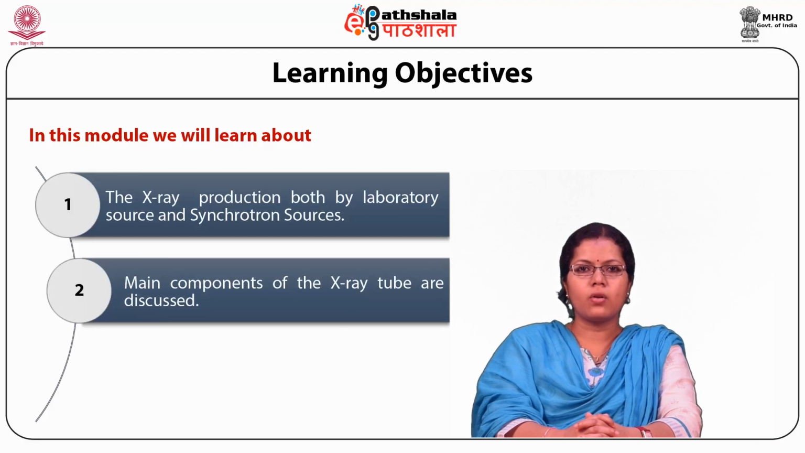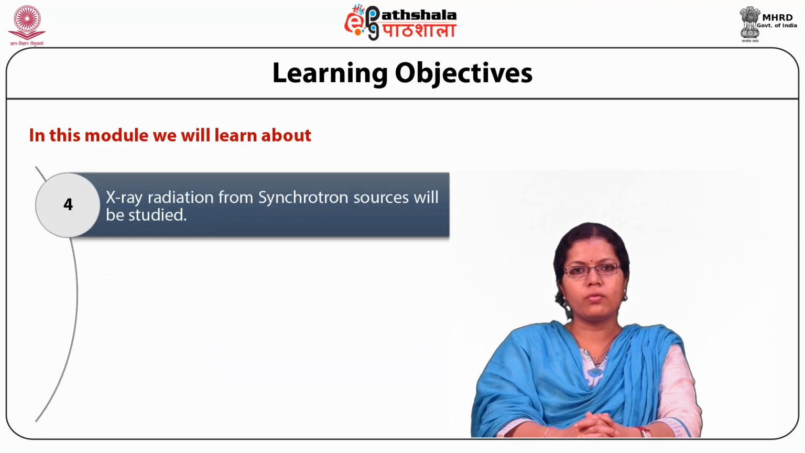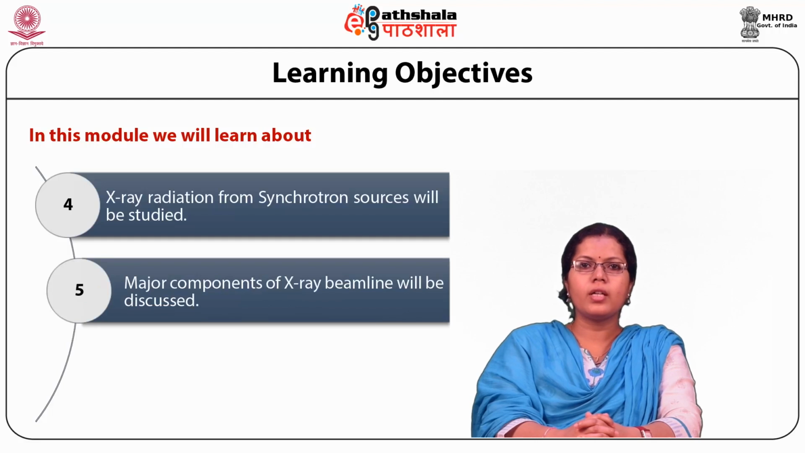Main components of the X-ray tube will be discussed. Characteristic and Bremsstrahlung radiation will be detailed. X-ray radiation from synchrotron sources will be studied. Major components of X-ray beamline will be discussed, and towards the end, goniometers used for X-ray measurements will be discussed.